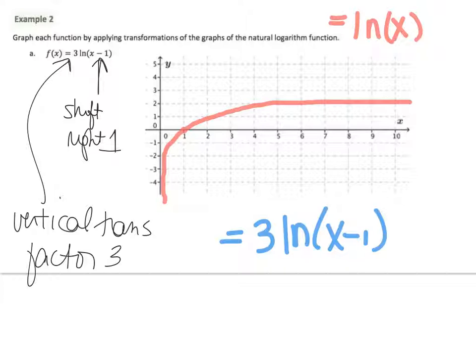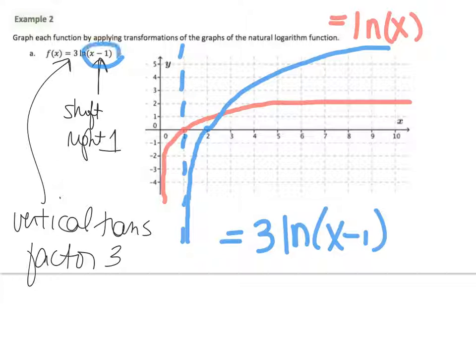Since I'm shifting 1 to the right, my x-intercept is going to be at 2, and my vertical asymptote, which we haven't talked about much yet, changes from x equals 0 to x equals 1. And we're stretching by a factor of 3, so we're going to increase a little steeper.